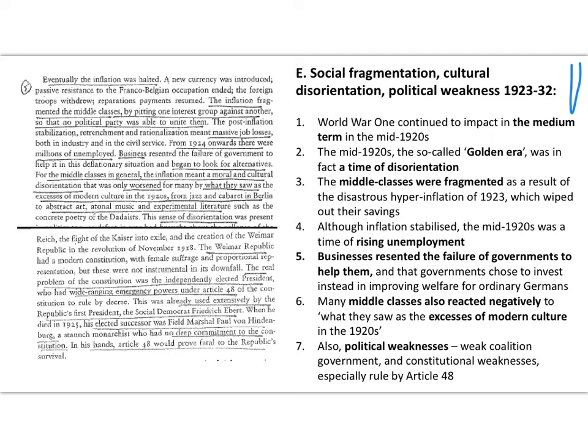So try to map them against the words in the text. So we're talking about, although the war now is more distant, it's still having an impact in the medium term. So the golden era was actually a time of disorientation. It was very confusing for a lot of people, in particular the middle classes and the women and the rural classes, etc. Didn't like it. Okay.